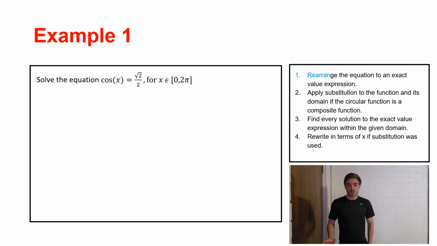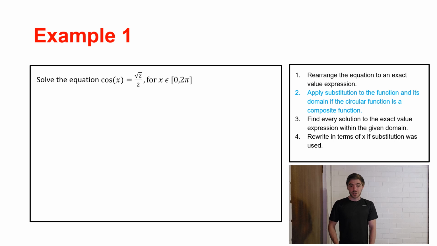The first step in these scenarios is always to rearrange our equation until we get an exact values expression. And by that, I just mean getting the circular function on one side and an exact value on the other. In this case, we already have this. We have cos on one side and root 2 over 2 on the other. So we're just going to move on to the next step, which is to use substitution if we have a composite function. And that just means when we have anything other than x inside of the brackets. We do have just x in the brackets, so this step is also not required. We will look at how to handle that in example 4.